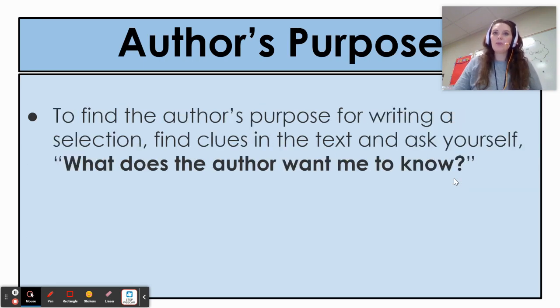As we read our story today, you will think about what is the author's purpose in writing this text. To find the author's purpose for writing a selection, you will find clues in the text and ask yourself, what does the author want me to know? What does the author want the reader to learn or know after reading their story? That will lead you to the author's purpose.